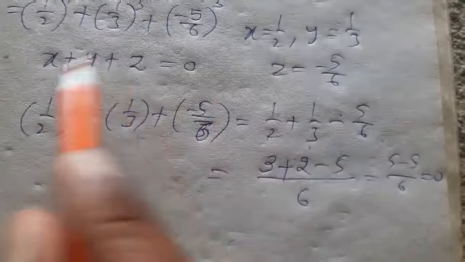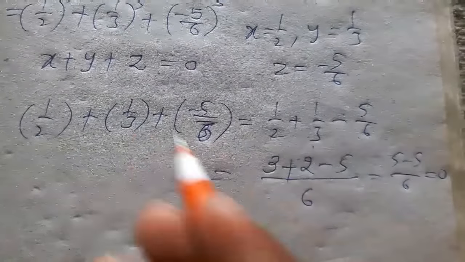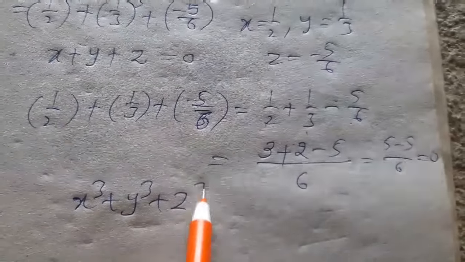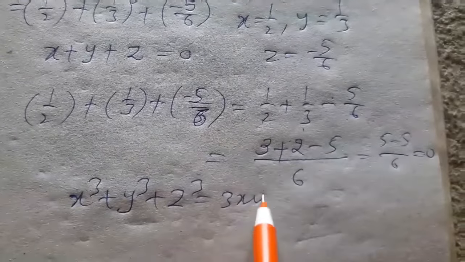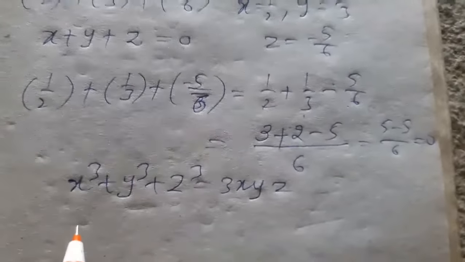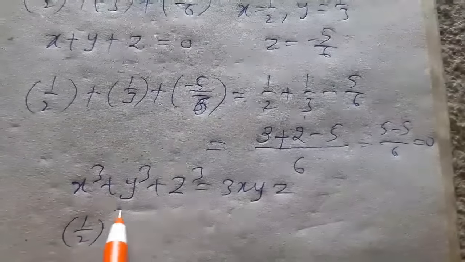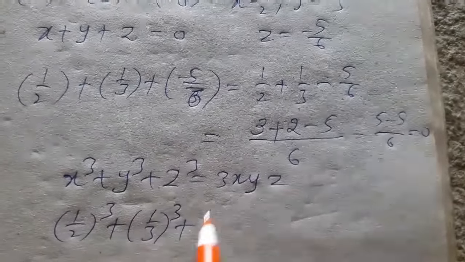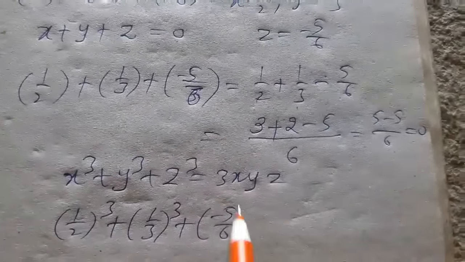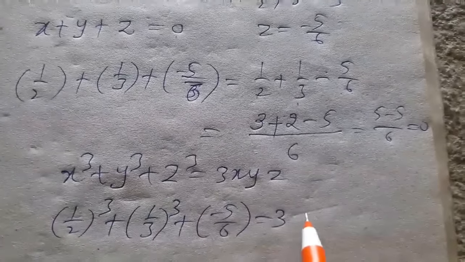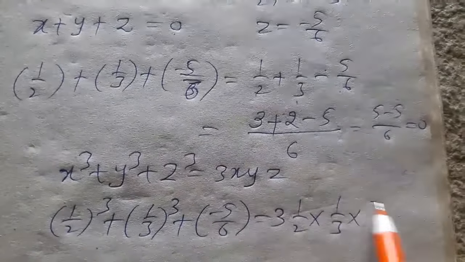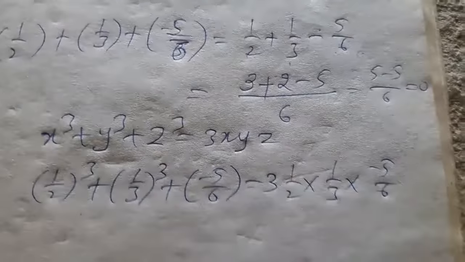Now the sum of the bases equals 0. What is the formula we have? That means x³ + y³ + z³ = 3xyz. Now use here (1/2)³ + (1/3)³ + (−5/6)³ equals 3 into 1/2 into 1/3 into −5/6, isn't it?